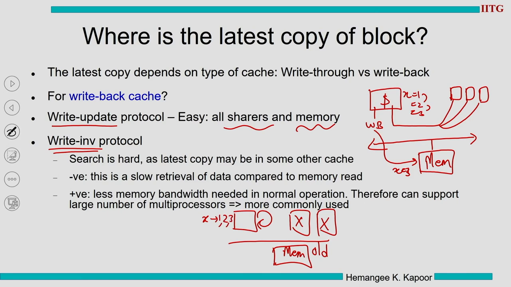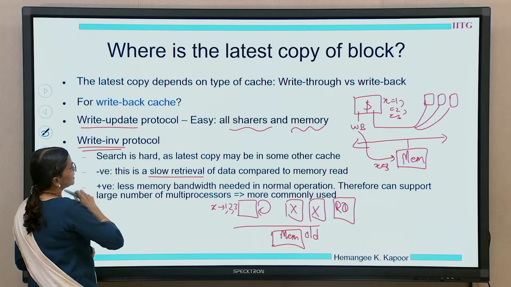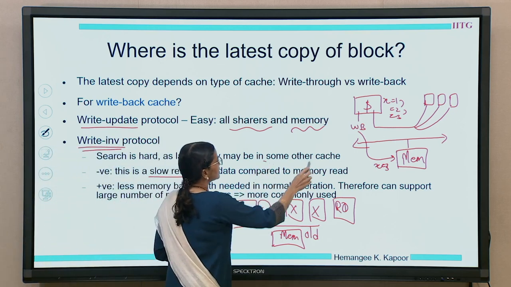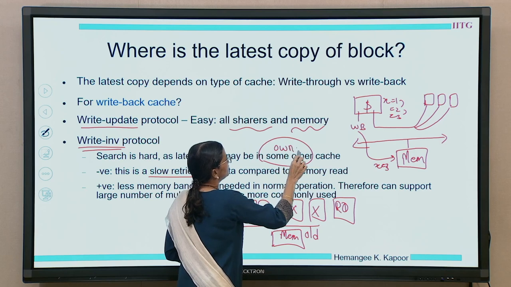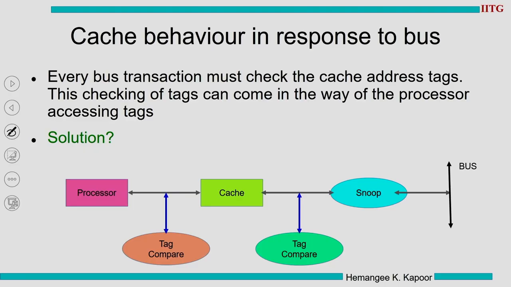So when this is the scenario and a new processor wants to read x, where will it find the value of x? If it goes to the memory, no, memory has the old data. So it has to find the owner in the system to identify the correct value. So this is a slow retrieval because the new reader has to go into the cache of another processor to acquire the latest value of the data. So the latest copy in a write back, write invalidate protocol is in some other cache, or actually the cache of the owner only.